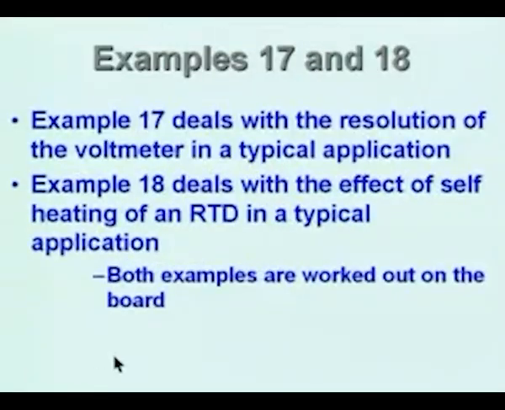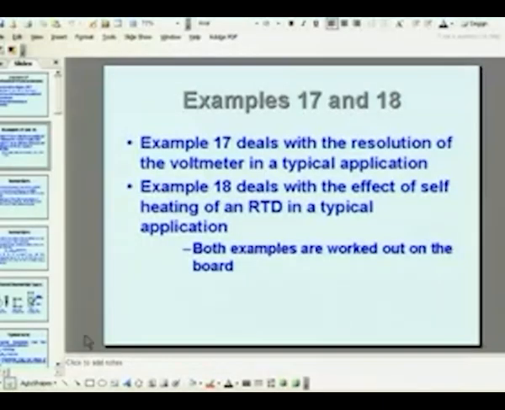So, just to recapitulate examples 17 and 18, the first example, that is example 17, is going to deal with the resolution of the voltmeter required for a typical application, and example 18 will deal with the effect of self heating of an RTD in a typical application. Both these examples I am going to work out on the board, and the idea is to indicate the kind of numericals which are involved in this kind of class of activity. So, let me just go to the board and discuss the 2 examples.